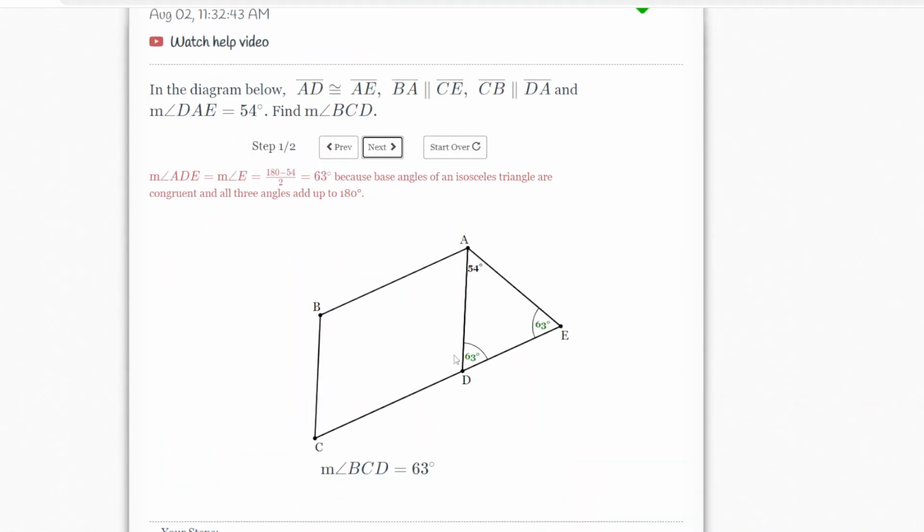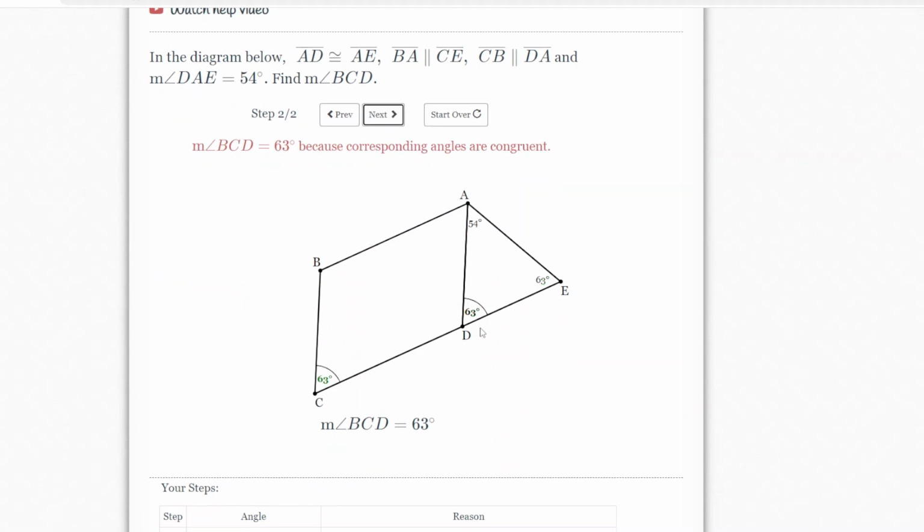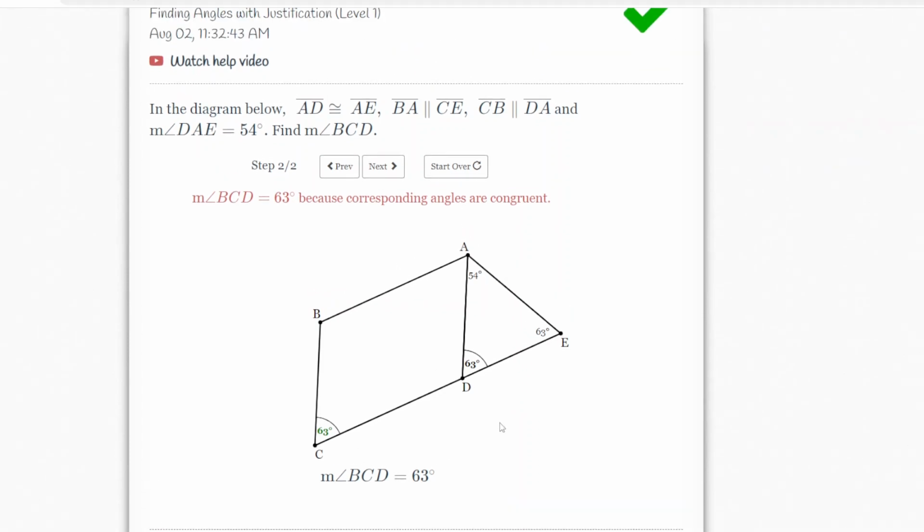Let's see what they put. They only did it in 2 steps. So they did the 63, and then, see, you've got corresponding angles here and here. So there are multiple ways to get the same answer.